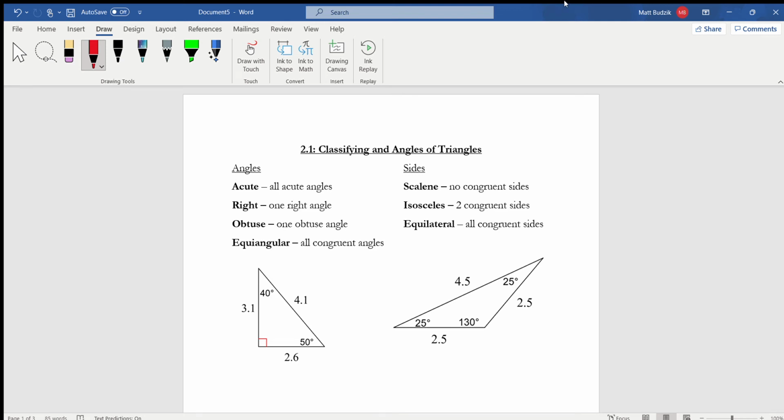All right, so today we're going to talk all about triangles. So we start off classifying these bad boys. We can classify them by their angles and by their sides. So it's a little refresher.